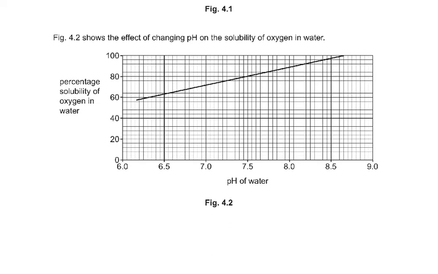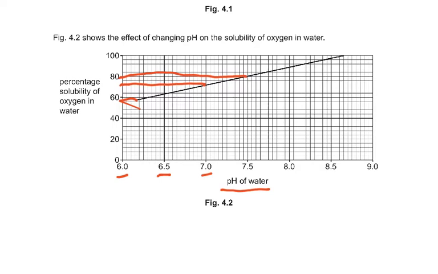Now, whenever you look at a graph, always read the graph to yourself. How do you read it to yourself? On the x-axis, we have the pH of water. At pH 6, we see less than about 58% solubility of oxygen in water. As we increase the pH from 6.5 to 7, the solubility is increasing. At 7.5, it has increased to 80%.